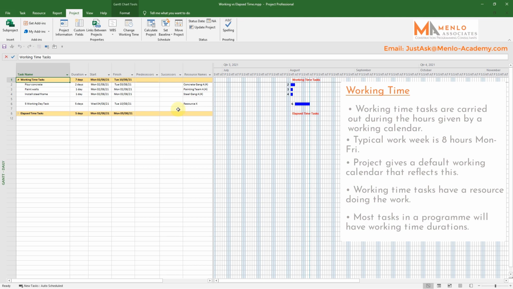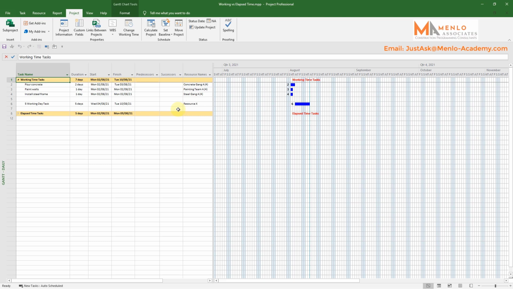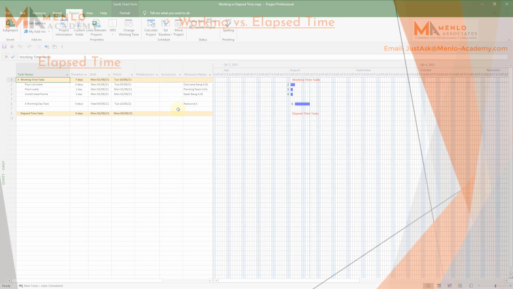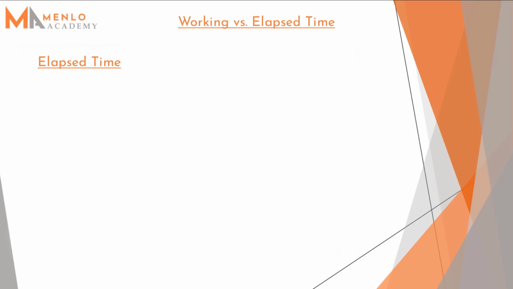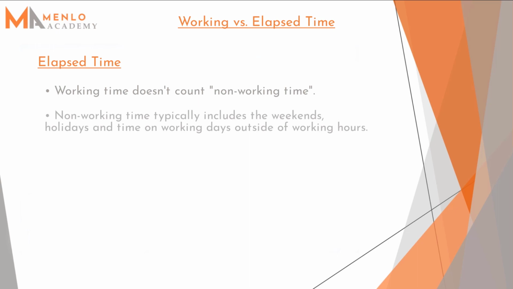However, just because this is likely the majority case, doesn't mean that it always captures the way that things on the ground really operate. Some tasks or activities will happen regardless of whether there's anybody on site, or any working calendar-bound resource directly involved in performing the work. If a working time duration task only has time counted depending on what you've got on a working calendar, this means that there is time outside of what is counted that is being ignored. The easiest example of this non-working time would be the weekends, but it also applies to holidays and the time outside of working hours on working days.